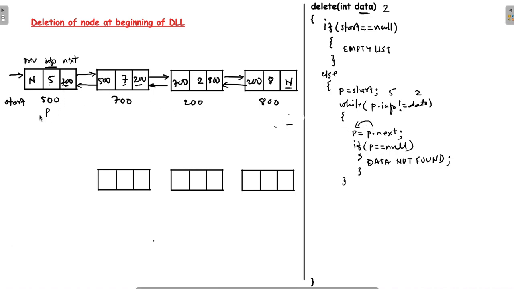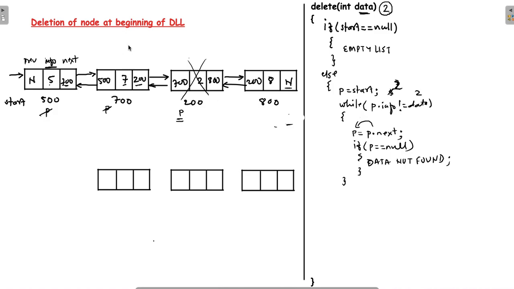So P of next is 700. So P will be moving forward. Now P's info is 7, which is not equals to 2. So P of next again will be copied to P. P of next is 200, so that will be copied here. Now current P's info is 2, so P's info equals 2, and the condition not equals to 2 fails. So your loop will be stopped. So what is P representing? P is representing the node you want to delete, which contains your data, right? This is just to search that particular data, and you want to delete this node. This is how you will be searching the node throughout this linked list.